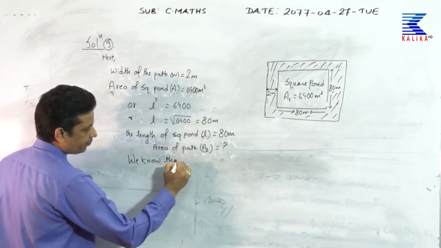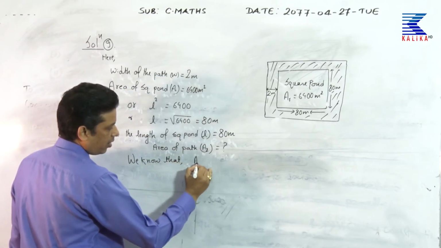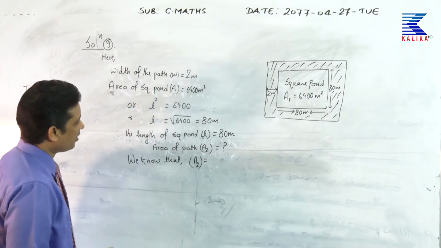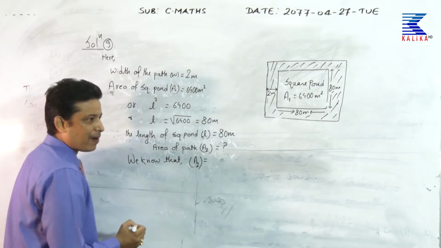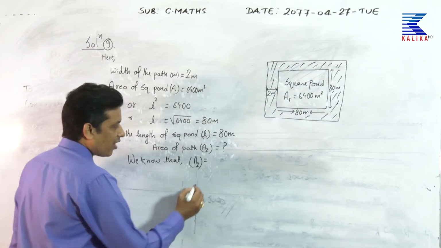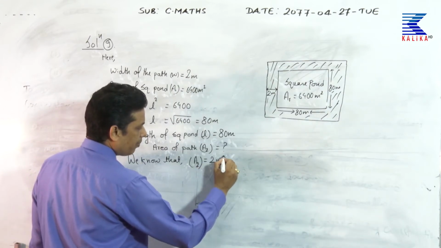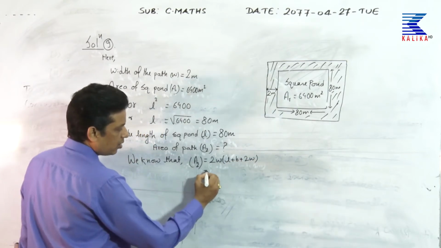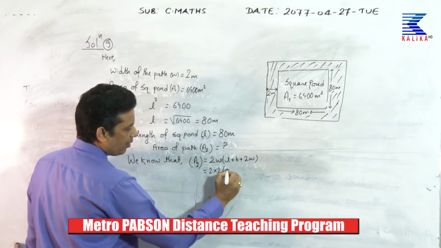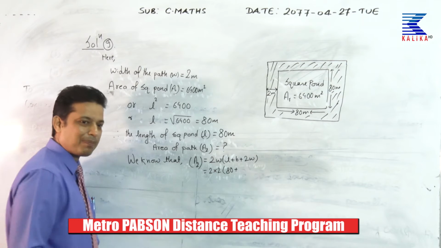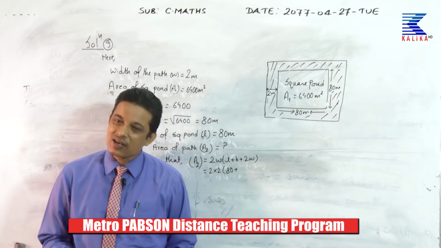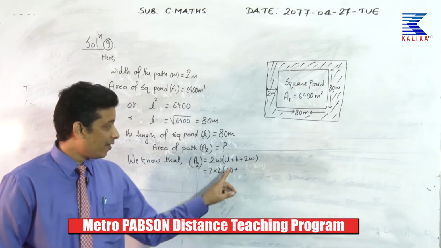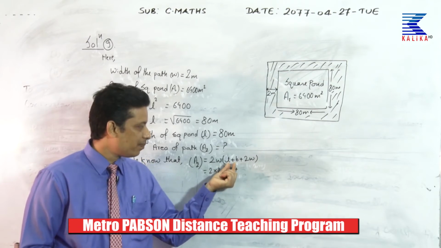We know that A2 equals, directly here I wrote A2 because this is the case of the outside path in the question. So, the area of the outside path, I should use, is 2W times (L plus B plus 2W). 2W is 2 again, L means 80, and here I am writing L plus B. It can be written as 2L because in the case of a square, length is equal to breadth, and here B can be replaced by L. If B is replaced by L, it will become 2L.